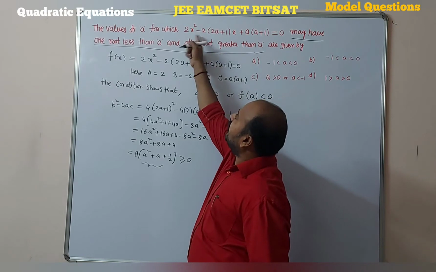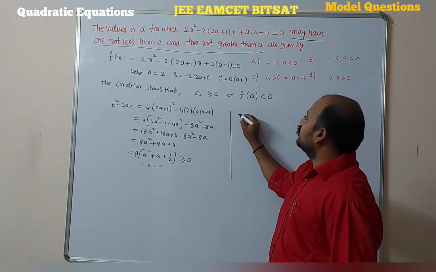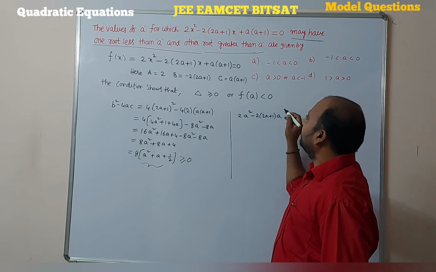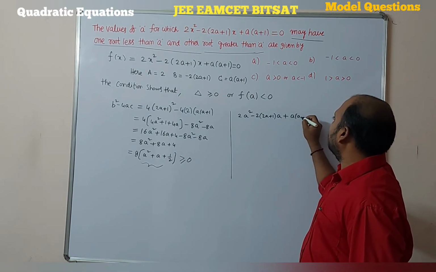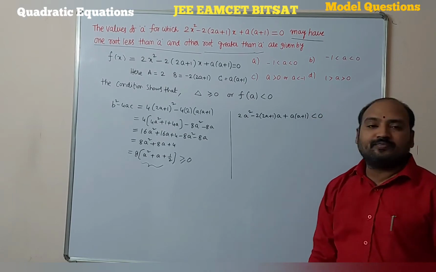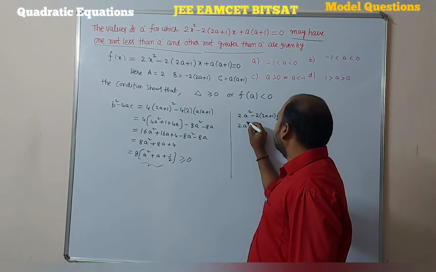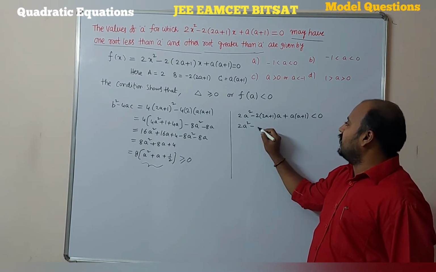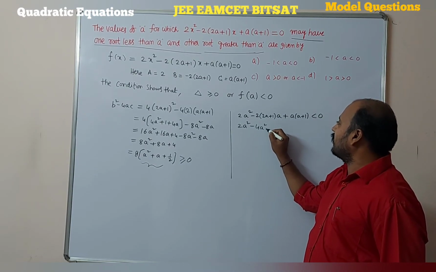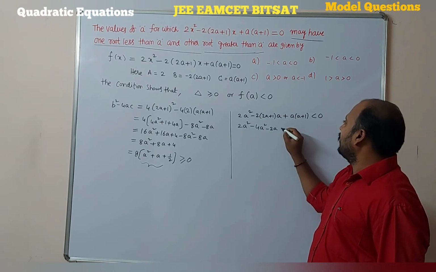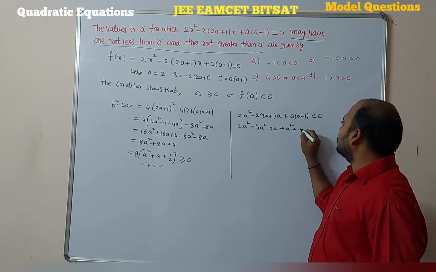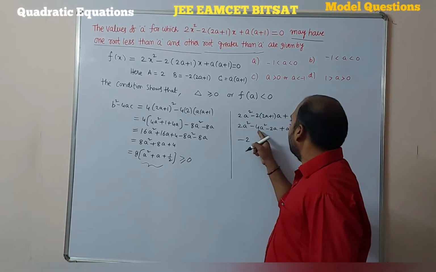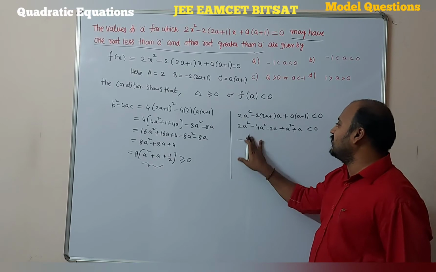F of a means what? Wherever x is there, replace with a. So 2a square minus 2 into (2a plus 1) into a plus a into (a plus 1) is less than 0. Now simplification. 2a square minus 2 into 2a into a, so minus 4a square minus 2a plus a square plus a is less than 0. So minus 2a square, 3a square minus 4a square is minus a square.